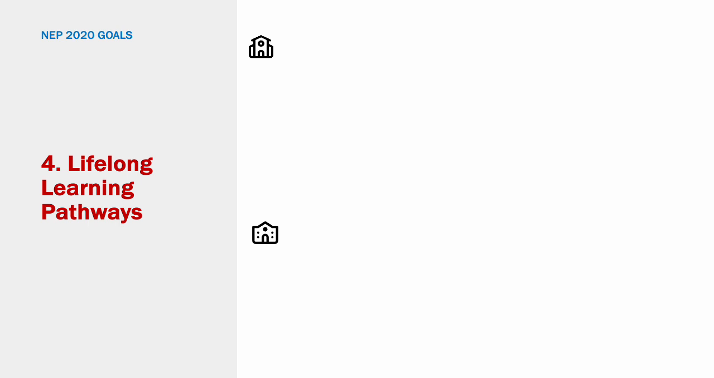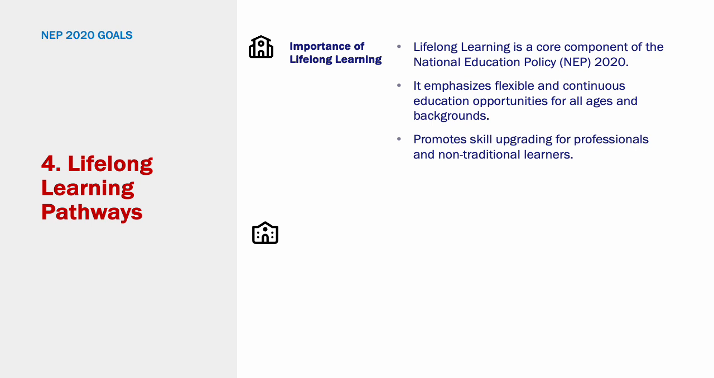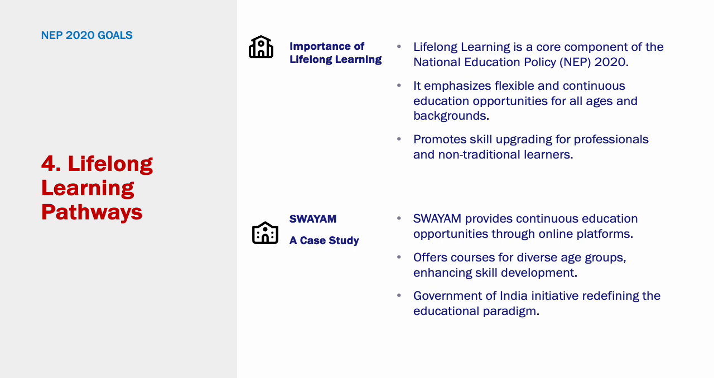NEP 2020 envisions a lifelong learning pathway where education opportunities remain flexible and continuous. Platforms like Swayam play a pivotal role by offering the following: online courses designed for school to university level students, programs for professional and vocational upskilling. Swayam ensures that learning is accessible to diverse age groups, enabling skill development anytime, anywhere. This makes it easier for individuals to adapt and grow in a rapidly changing world. In the next slide, we will discuss this in detail.